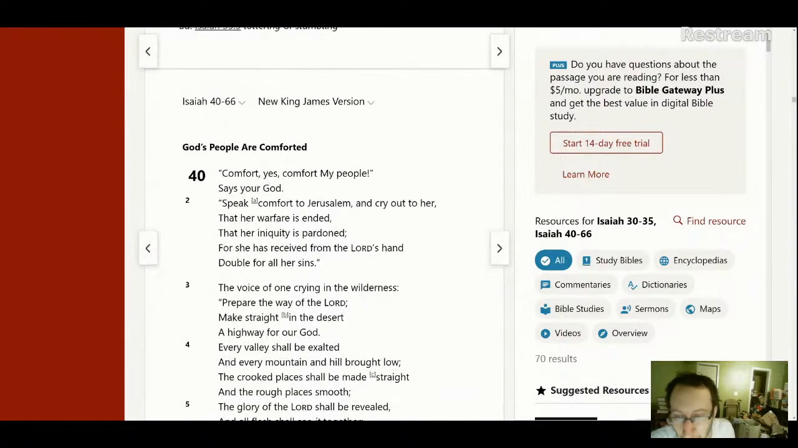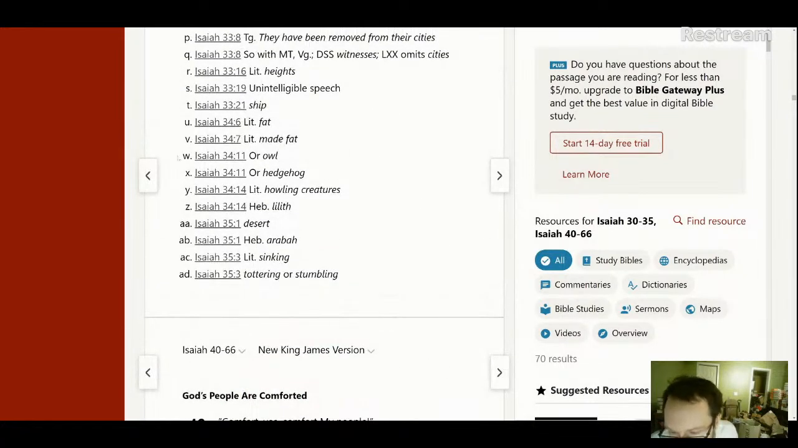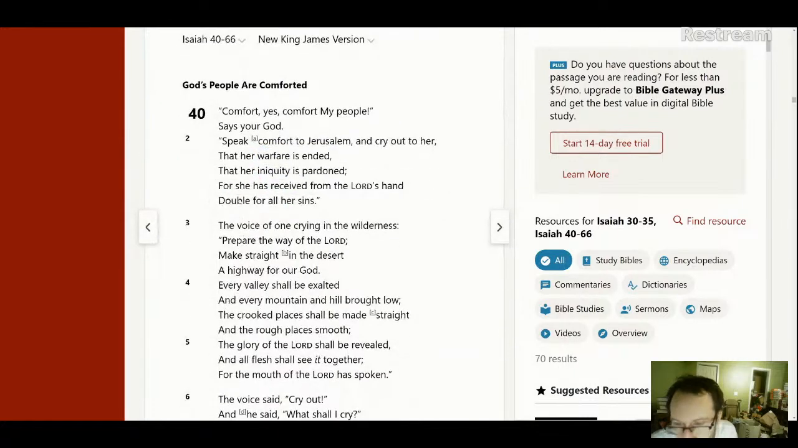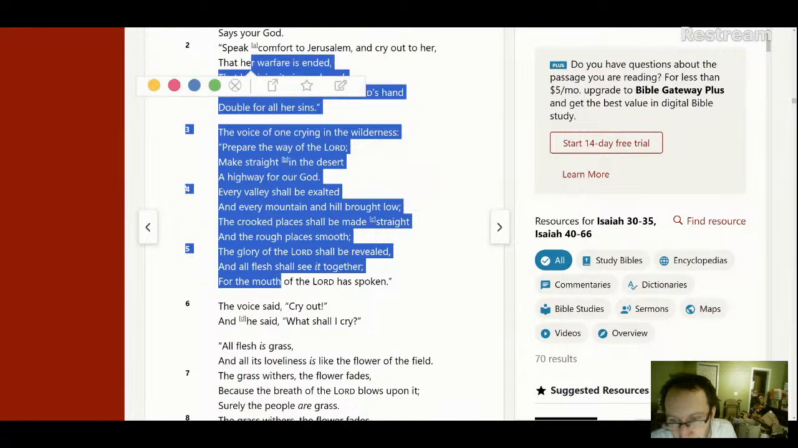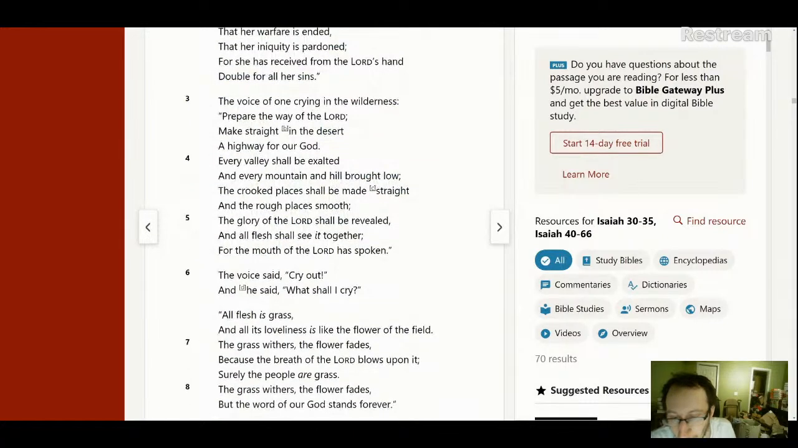So her warfare is ended, the warfare that was talked about in chapter 33 and 34. Her iniquity is pardoned, the iniquity that was talked about in chapter 33, 34, 35. That's the iniquity that's being pardoned. So this is the context of the prophecy. And also the grass, I think it mentioned grass too.